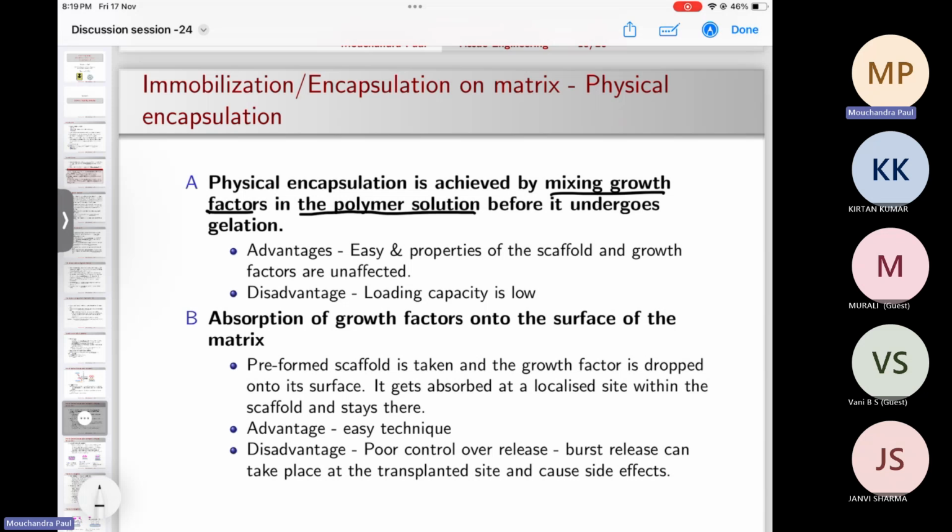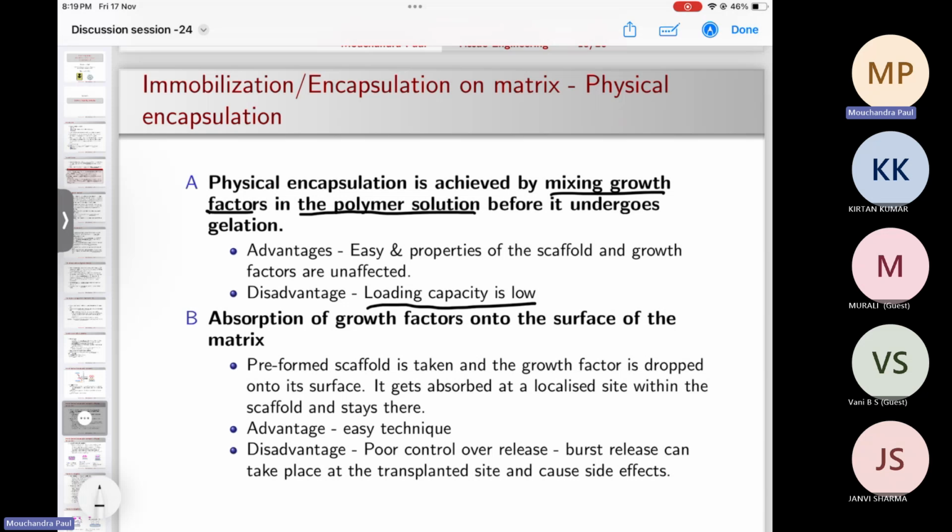The properties of the scaffold and the growth factors are not changed. You are not hampering the activity of either the polymer material or the activity of the growth factor. But the disadvantage is that loading capacity is low. There is a limitation up to how much growth factor concentration you can load, and that will give you repeatable results. So the loading capacity is low in this particular type of encapsulation method.